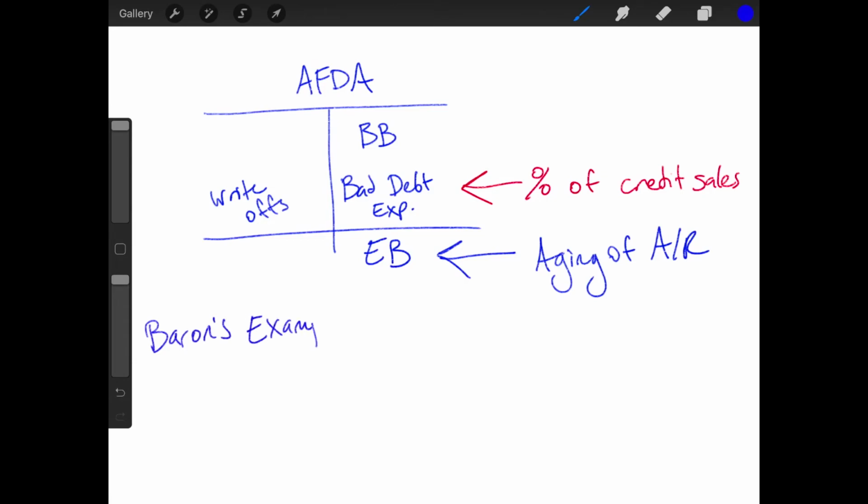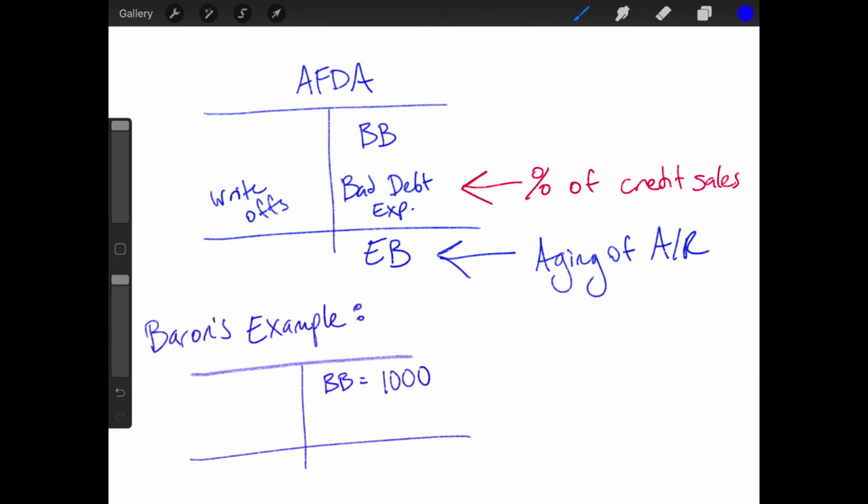Right now, I'm just going to summarize the two examples that we went over. First, looking at Barron's example, that again was using the aging of our accounts receivable, and then we'll look at Koshiro's. With Barron's example, let's just assume we had a beginning balance of $1,000. We calculated that our ending balance was going to equal $7,000, and assuming write-offs equaled 0, to calculate our bad debt expense, we would take the difference of that $7,000 and $1,000 to get a bad debt expense of $6,000.